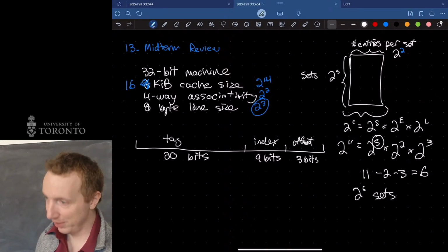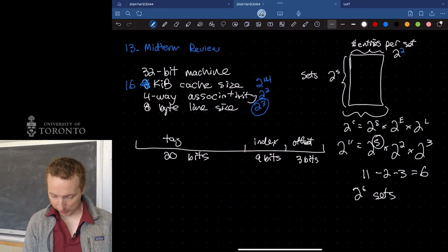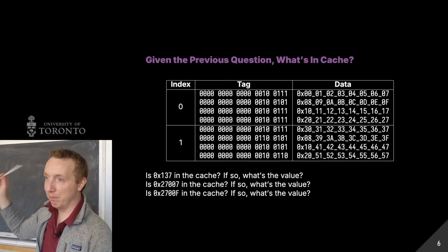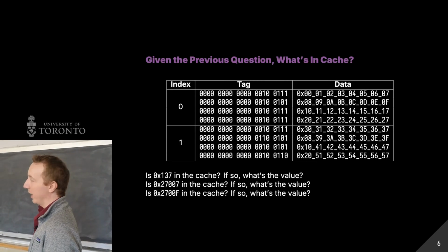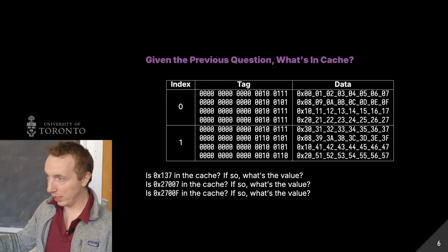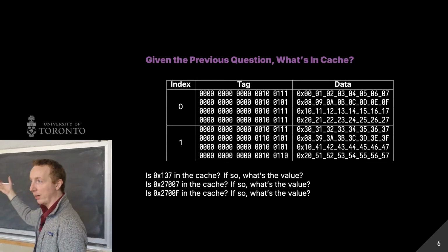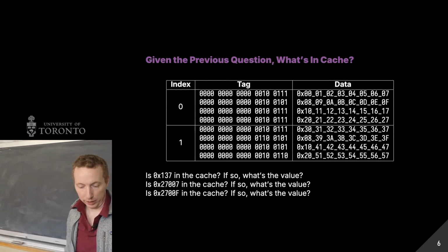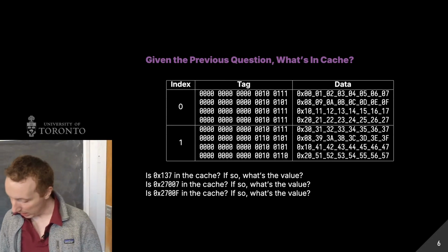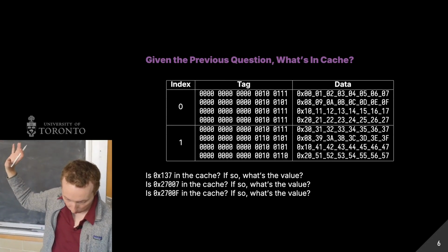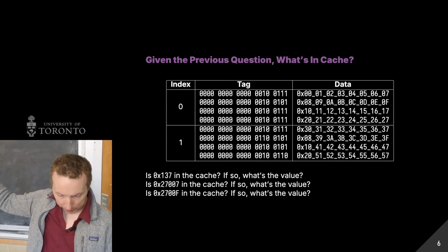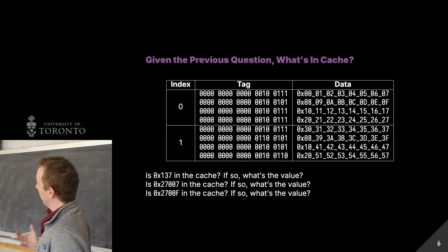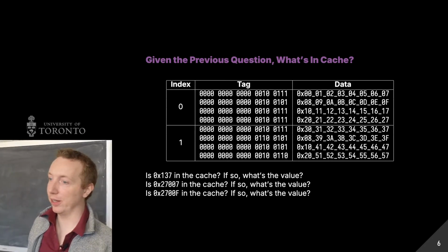Looks cool, right? All right, so something weird that we might not have seen before is if I say, given the previous question, I ask you what's in the cache. Your cache looks like this. There's an index, and then there's a tag, and then there's the actual data that's in there. So I could ask you, is some address like 0x137 in the cache? If so, what's its value? So how would I go about even starting this?